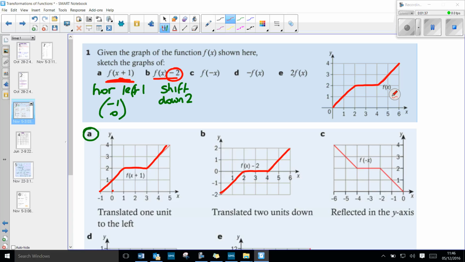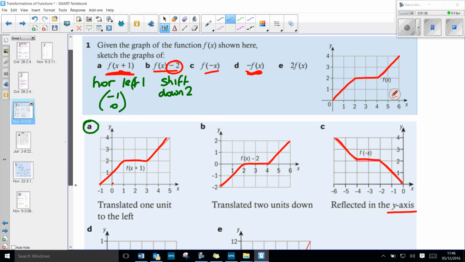The next one, the negative is inside the bracket, so we know it's a reflection in the y-axis. So you can see, when the negative is inside the bracket, it's a reflection in the y-axis. Then D is outside the bracket, so it's a reflection in the x-axis, which we can see here.